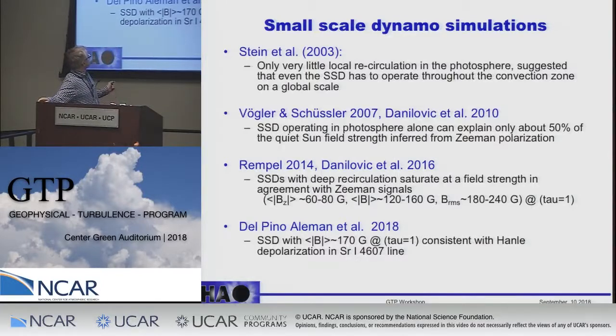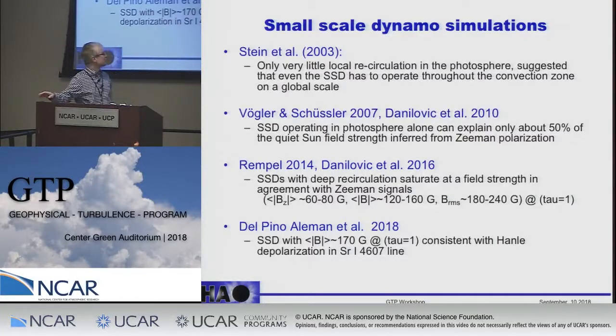Now, in the following years, 2007 was the first time there was a realistic simulation. By realistic, I mean you include radiation transport and really get most of the physics in the photosphere right. The first simulation of that kind was done by Vögler and Schüssler in 2007. They deliberately used a setup to restrict the dynamo action to the photospheric levels. This has been compared to observations, and they found that this simulation can only explain about 50% of the magnetic field we do observe in the quiet sun.